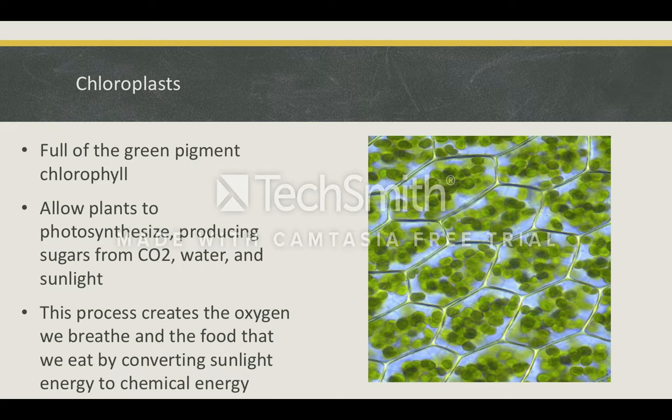While we may not have these organelles in our cells, they are vital to our survival. Chloroplasts, full of the green pigment chlorophyll, allow plants to photosynthesize, producing sugars from CO2, water, and sunlight. This process creates the oxygen we breathe and the food we eat by converting sunlight energy into chemical energy. Without these little green organelles, life wouldn't exist.